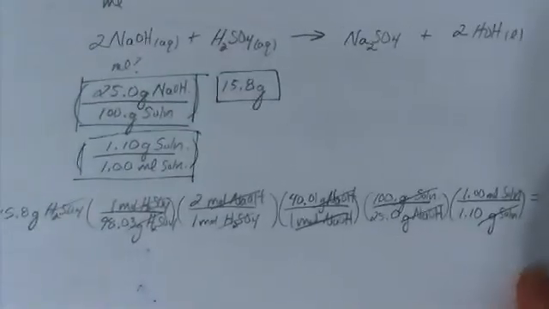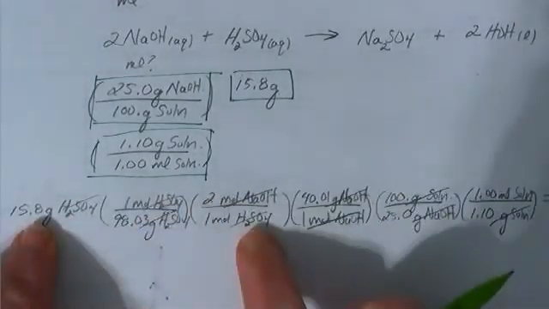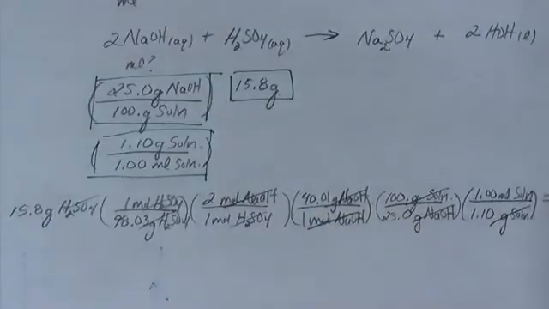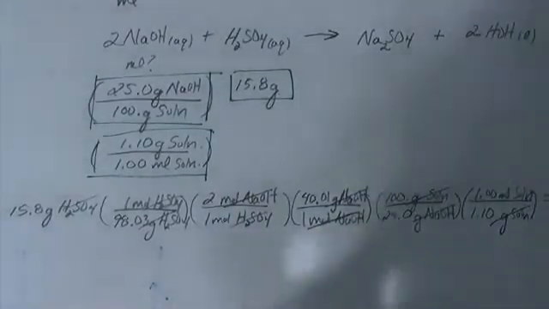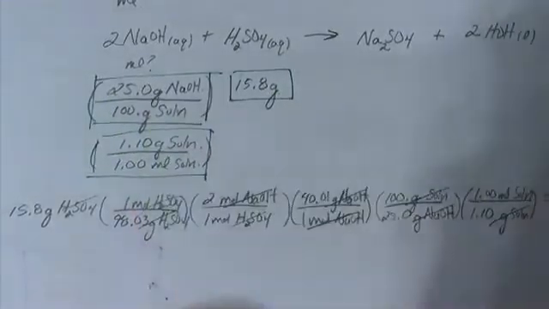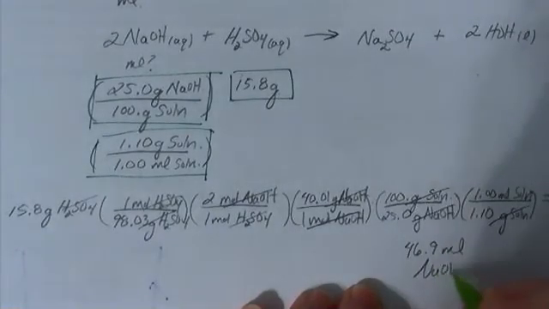Look at that. We laid it all out, taking a step at a time, really letting the problem guide us with what unit we needed to cancel and utilizing our givens whenever they made sense. And what we'll get from here, 3 sig figs, is 46.9 milliliters of the NaOH solution.